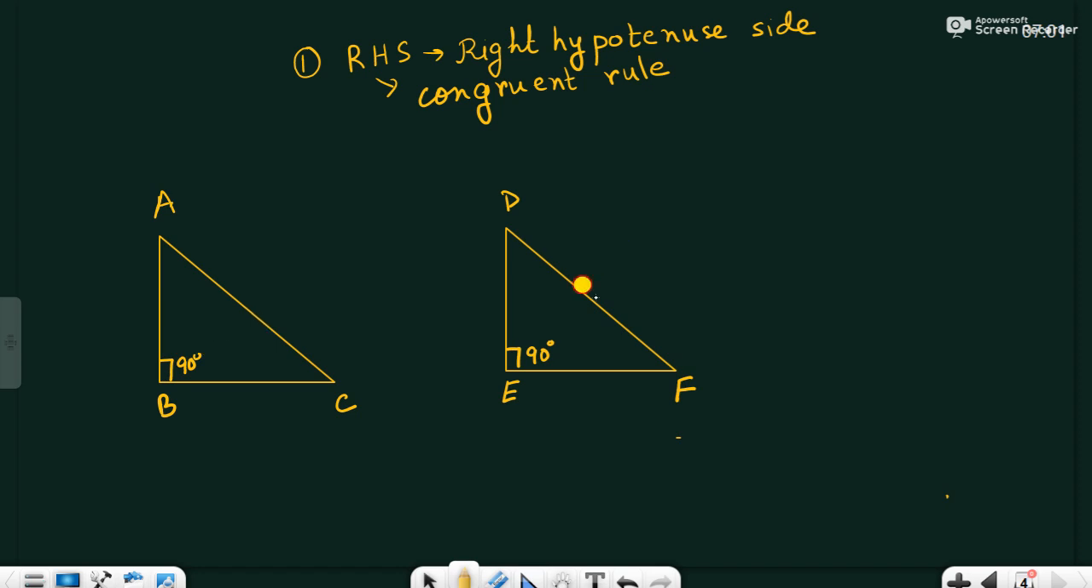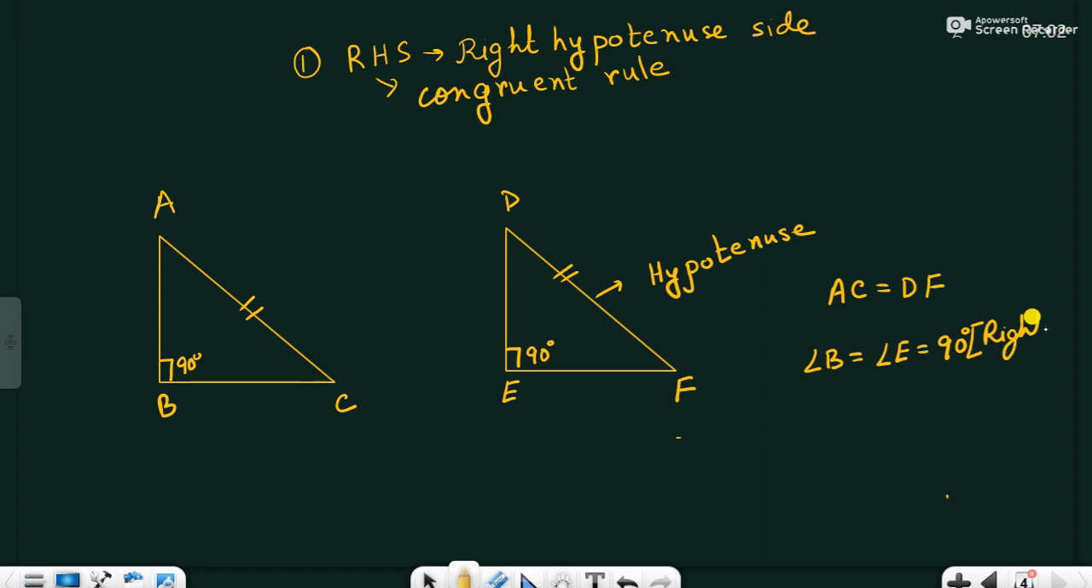I know that the side opposite to the 90 degree angle is called the hypotenuse. We know all these things. This is hypotenuse. And here, the hypotenuse is the same, that is, hypotenuse AC is equal to DF. And angle B is equal to angle E is equal to 90 degree. That is, we can say it as a right angle.